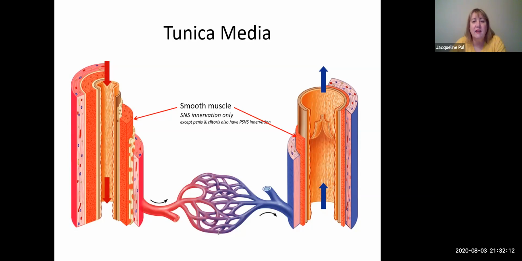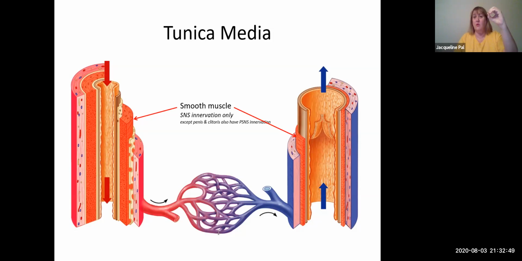Now, for the tunica media, you can tell you have hit this layer as you continue outward once you start seeing some smooth muscle, okay? So even on the venous side, we had the endothelium, we had a little bit of connective tissue, and then we have our smooth muscle layer. So the smooth muscle is the most important component of the tunica media. And I want to point out that in your blood vessels, this has only sympathetic nervous system innervation, which means when it's innervated, the muscle will contract.